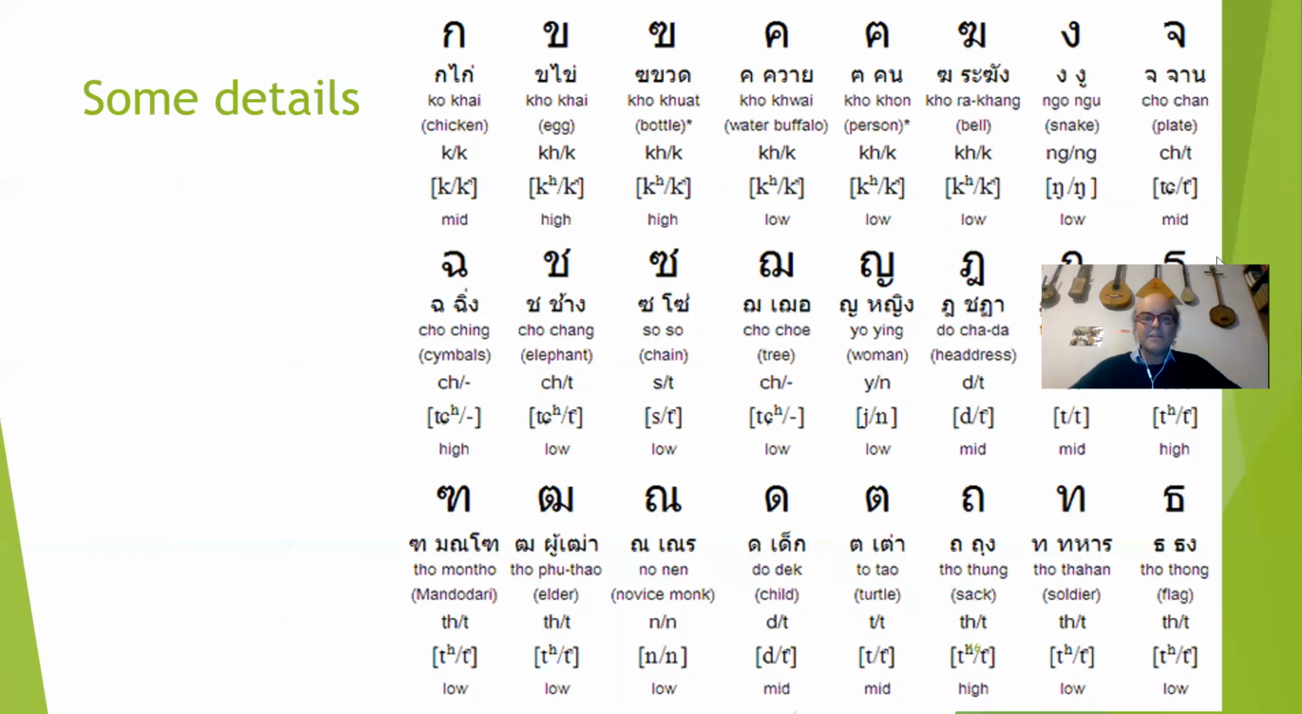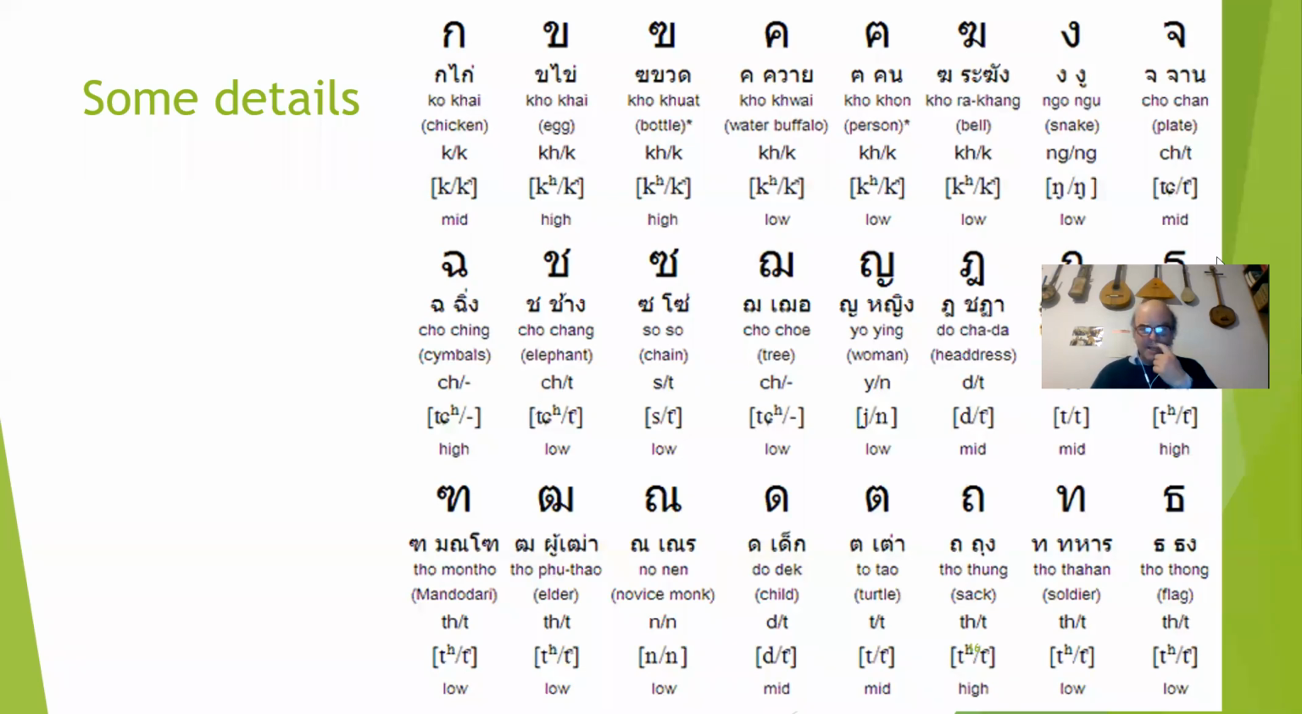So the first one we have is ko kai. This is ko, chicken ko. It has the sound ka and ko kai. It is used for the word chicken. Then we have ko kai. This is used for the word egg, which is pronounced kai with a low tone. And we also have ko kwat, meaning a bottle. And we have ko kwai. Kwai means a water buffalo. We have ko kon. Kon means a person. And we have ko rakang, which means a bell.